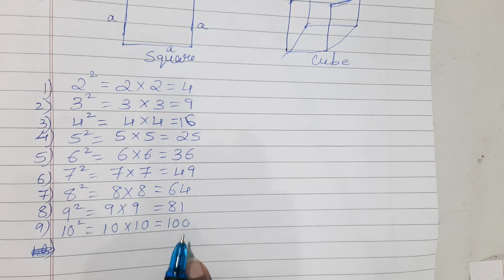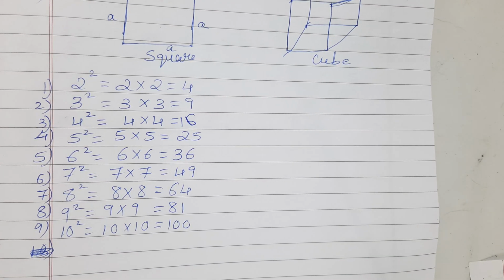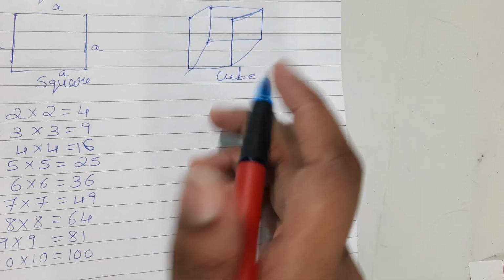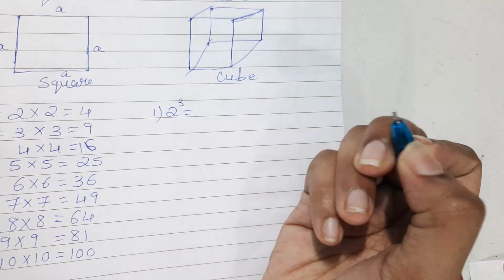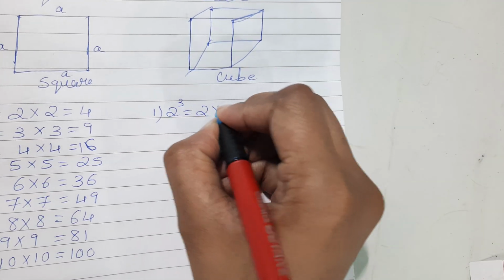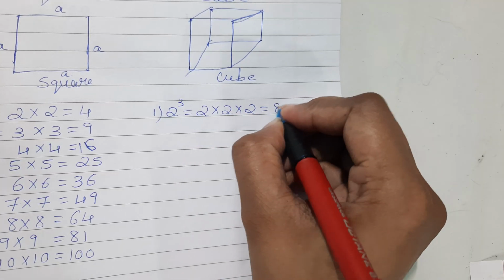Just an example I gave you. Two times you have to multiply for square. For cube, suppose it is 2 cube, how many times will you multiply 2? 2 2s are 4, 4 2s are 8.